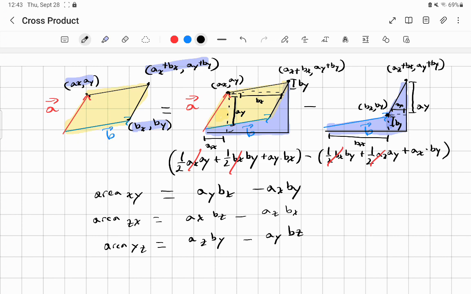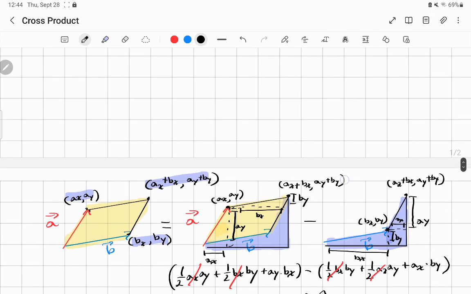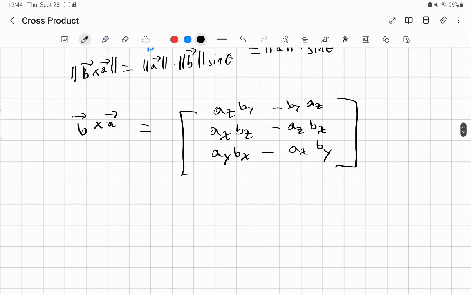But how do we distinguish between these areas? Well, the distinction is that they're on different planes. We can identify the different planes by the normal to their planes. So basically, if I multiply this by z hat, the normal to the xy plane, multiply this by y hat, and multiply this by x hat, well, line this all up in a matrix and we get exactly our formula for the cross product, okay?